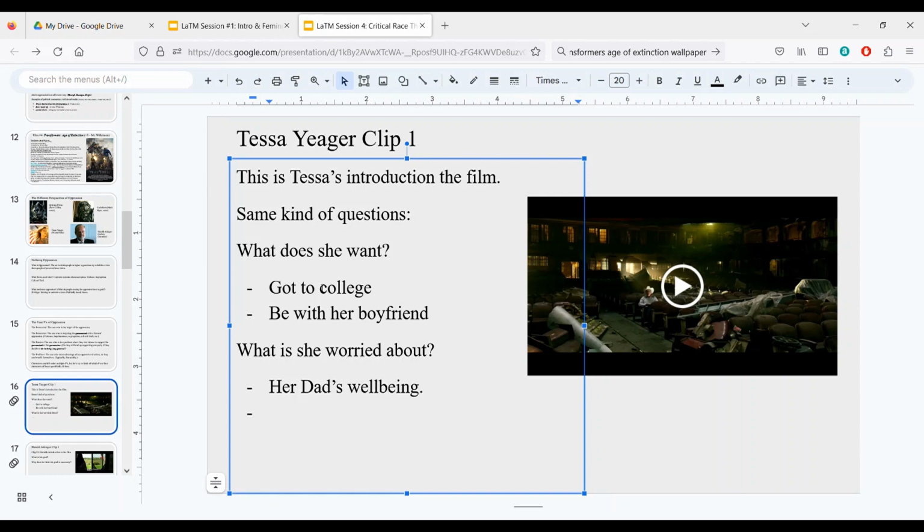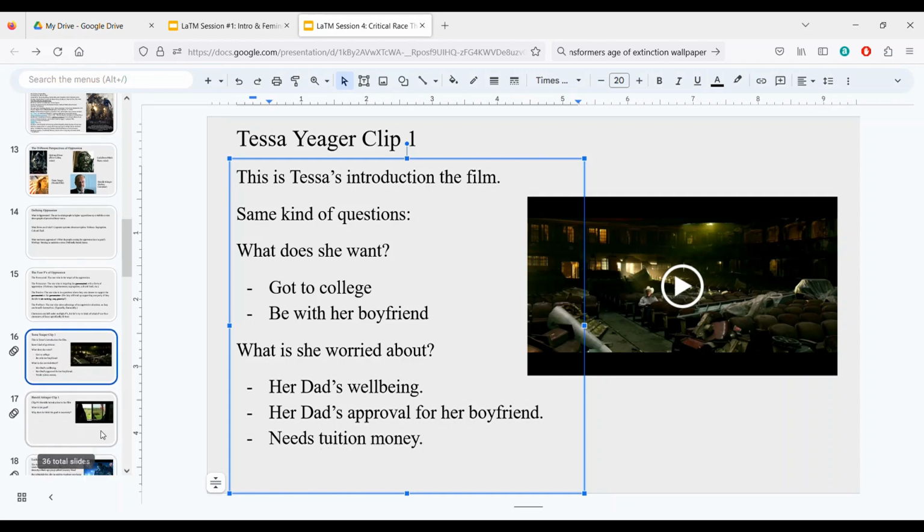And what about these 2 things? Are there conflicts in the way of college or boyfriend? Well, yeah, her dad. Her dad's approval for her boyfriend. And then what about the college thing? Where does that come up? Well, yeah, she needs money or like financial aid. She needs tuition money. Yeah. Good.